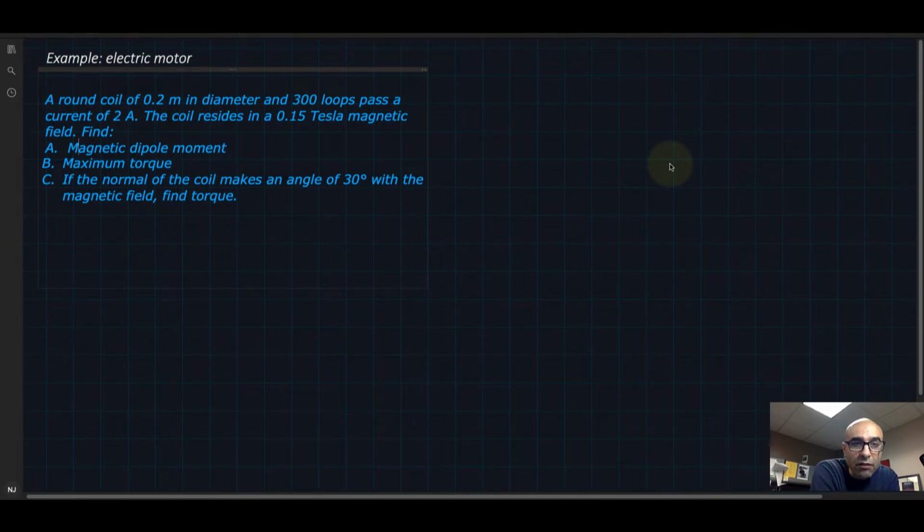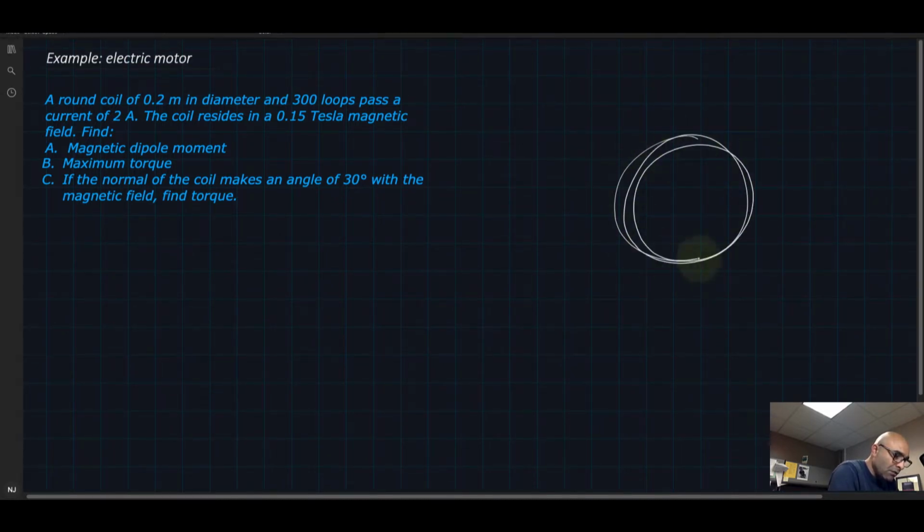First of all, we need to find the magnetic dipole moment, mu, then the maximum torque, and lastly, if the normal to the coil makes an angle of 30 degrees with the magnetic field, we need to find the torque. So there are three things we need to find. Okay, so if we look at this coil, it's kind of like this, of 300 loops, all right?